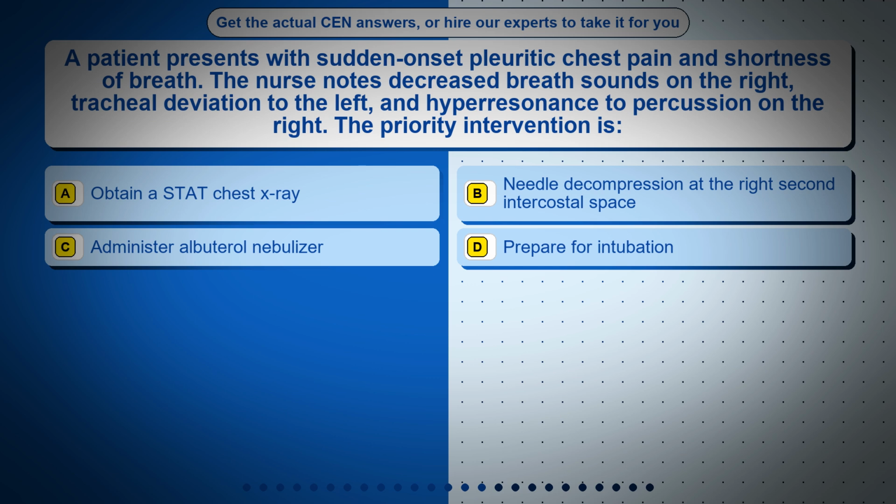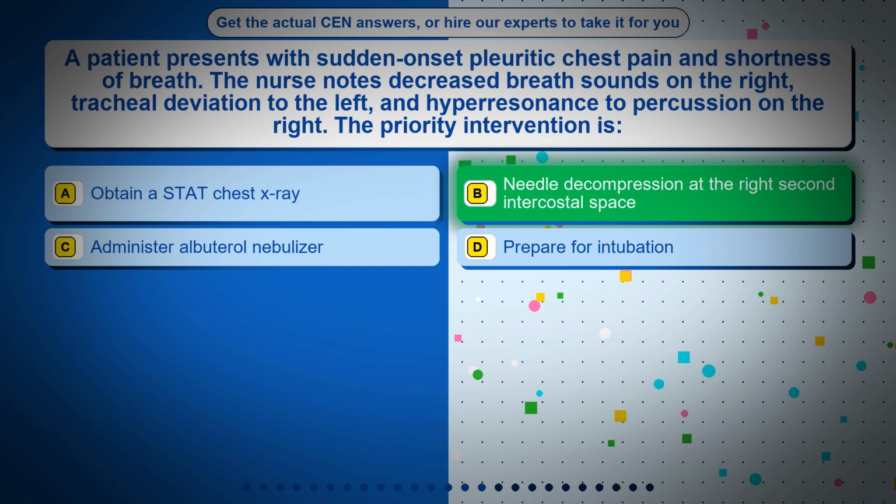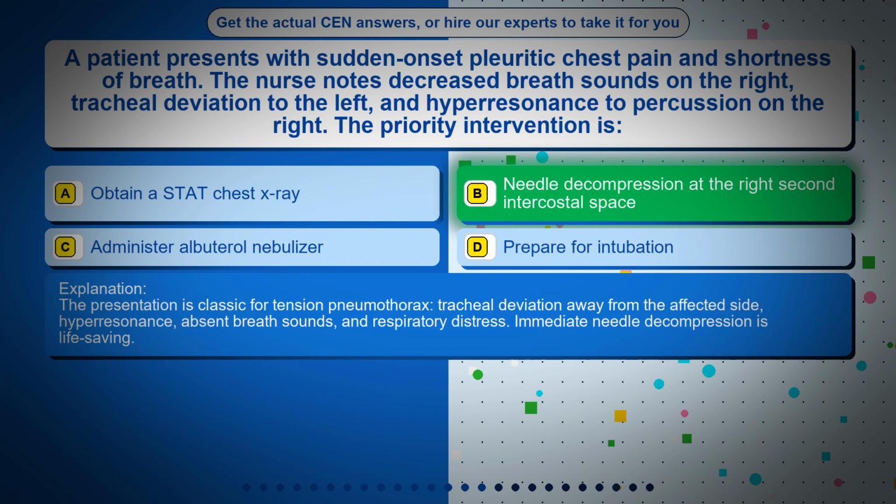Question 15. A patient presents with sudden onset pleuritic chest pain and shortness of breath. The nurse notes decreased breath sounds on the right, tracheal deviation to the left, and hyperresonance to percussion on the right. The priority intervention is: Option A, obtain a stat chest X-ray. Option B, needle decompression at the right second intercostal space. Option C, administer albuterol nebulizer. Option D, prepare for intubation. The correct answer is option B, needle decompression at the right second intercostal space. The presentation is classic for tension pneumothorax: tracheal deviation away from the affected side, hyperresonance, absent breath sounds, and respiratory distress. Immediate needle decompression is life-saving.